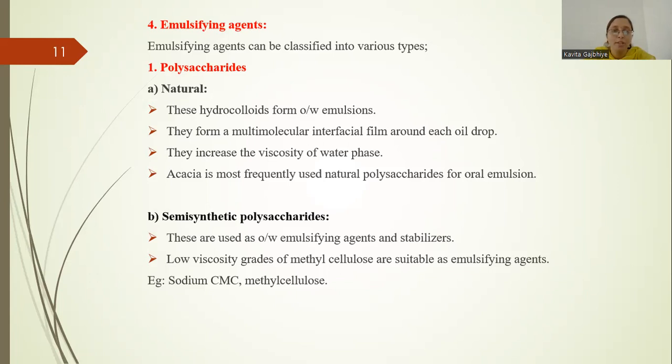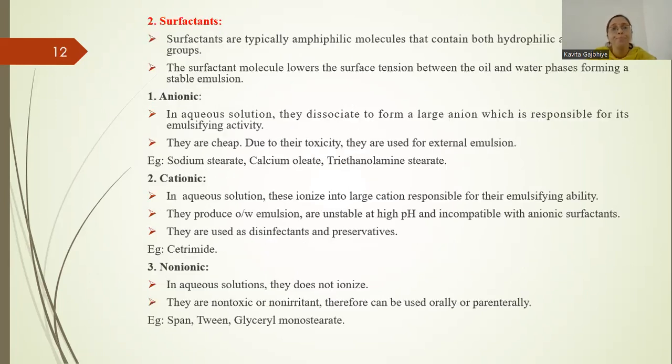Now, another type of polysaccharide is the semi-synthetic polysaccharides. These are used as O/W emulsifying agents as well as stabilizers. So they are considered as emulsifying agents also. They are considered as stabilizers also, because their role is to stabilize the emulsion and to increase the viscosity of emulsion. Low viscosity grades of methyl cellulose are suitable as emulsifying agents. So under semi-synthetic polysaccharides, the examples are sodium carboxymethyl cellulose as well as methyl cellulose. Both are used as emulsifying agents.